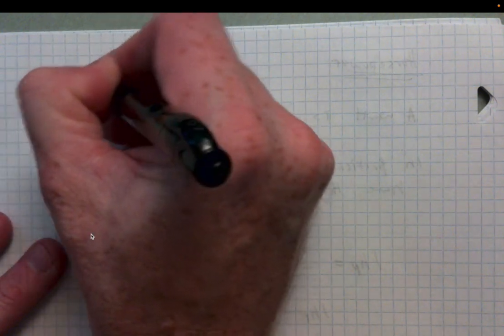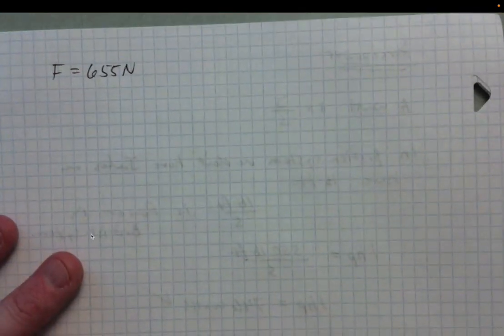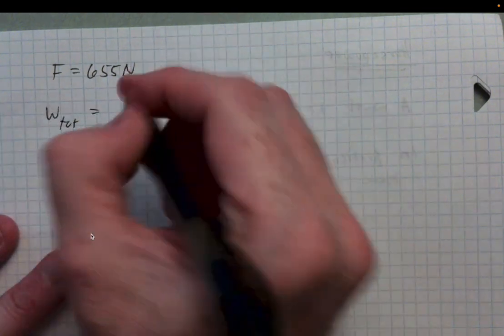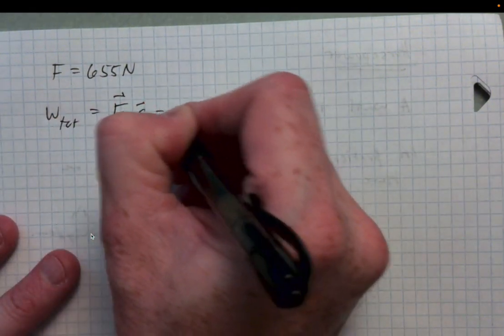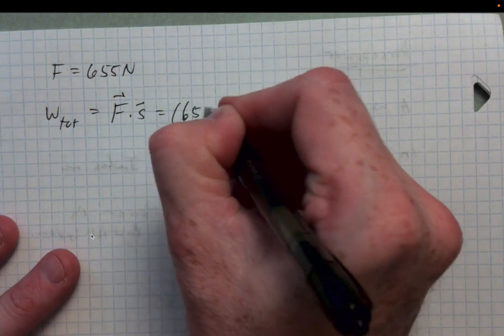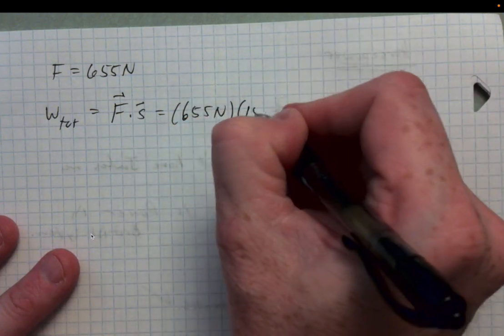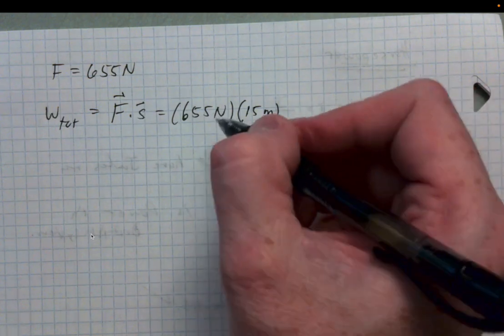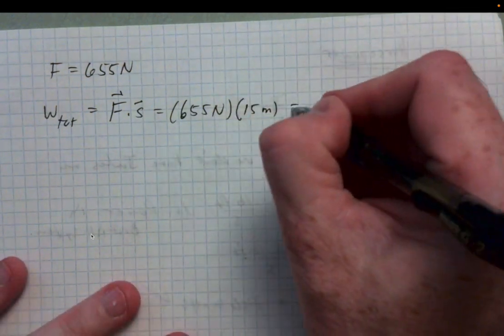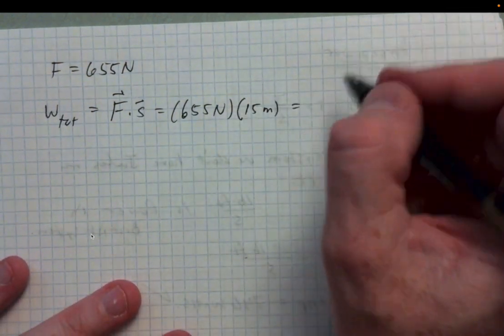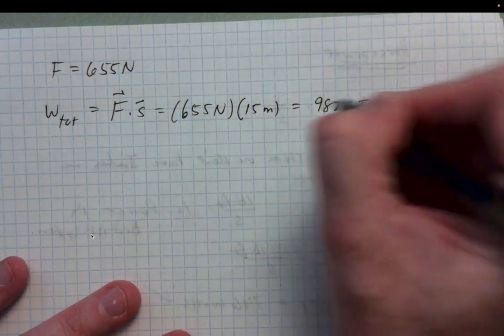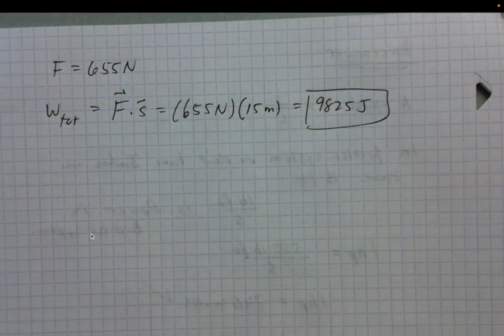Now the question is, what is the work that the motor does? If that's the force that the motor exerts, so F is equal to 655 newtons, what's the work? The work is just equal to the force times the displacement, which is 655 newtons times that 15 meters. We've got to lift it 15 meters. You apply this force over that displacement, and when you multiply that together, you get 9825 joules, so almost 10,000 joules of work.